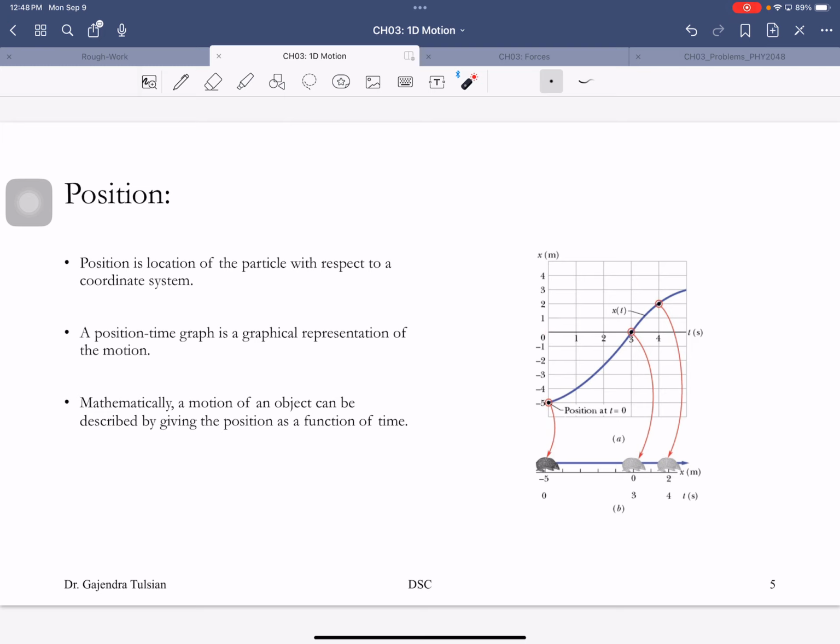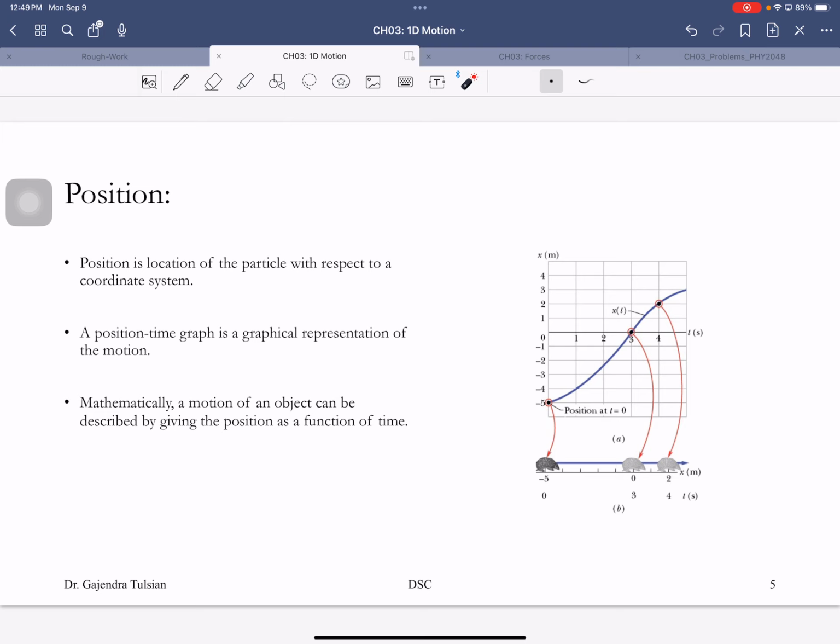At 1 second, it's at -4 meters. That's an awfully fast armadillo. At 2 seconds, it's there and so on. So there, they've given you x as a function of time. That's a description of the motion. Mathematically, a motion of an object can be described by giving the position as a function of time. And once you have this function, you have a complete description of the motion.